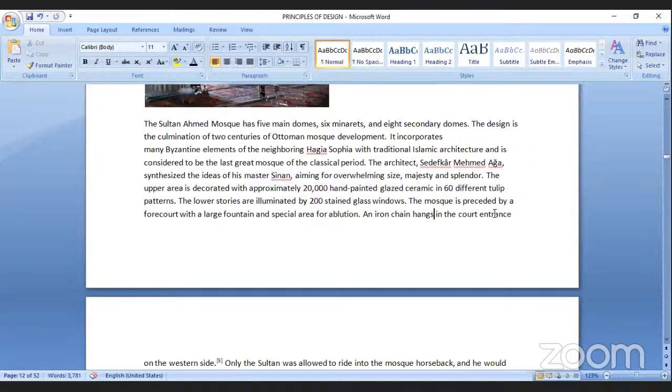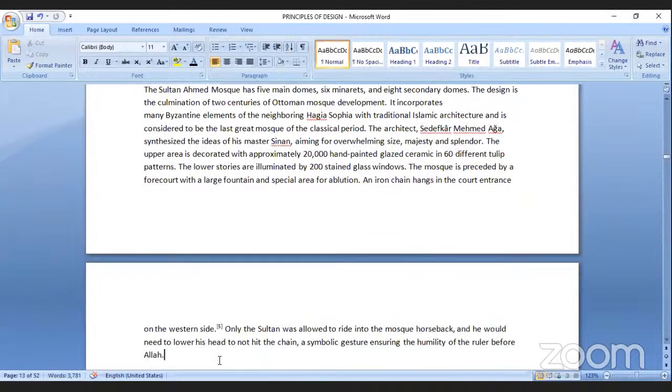Okay. The mosque is preceded by a forecourt with a large fountain and a special area for ablution. What is ablution? Have you ever heard of it? I'm not sure about this, but I think all mosques have a place where, when you go inside, you wash your hands and legs and face, then you go inside, right? So ablution is the act of washing your face and legs before going in, for purity's sake. Okay, I think this is there in Indian temples also, not everywhere, but many old temples have this. Gurudwaras have this. Gurudwaras, yes. Okay.